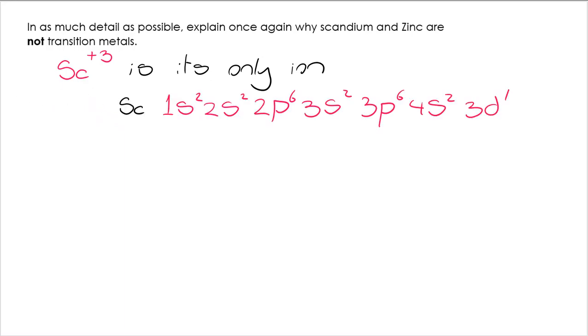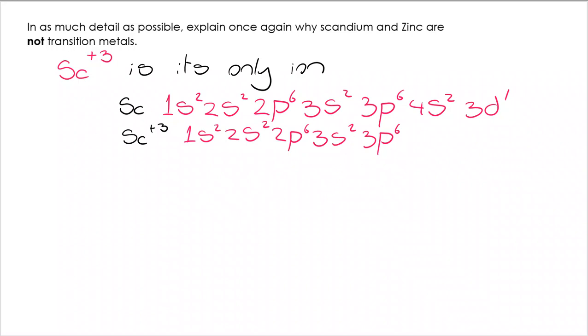Let's have a think about this now, going back to the beginning of this topic, just as a bit of a review. Why are scandium and zinc not transition metals? First thing to remember about scandium is its only ion is +3. So if I take a look at scandium's electron configuration, if I make a +3 ion, I'm going to lose my 4s2 and my 3d1. I end up with the Sc3+ electron configuration, 1s2, 2s2, 2p6, 3s2, 3p6.